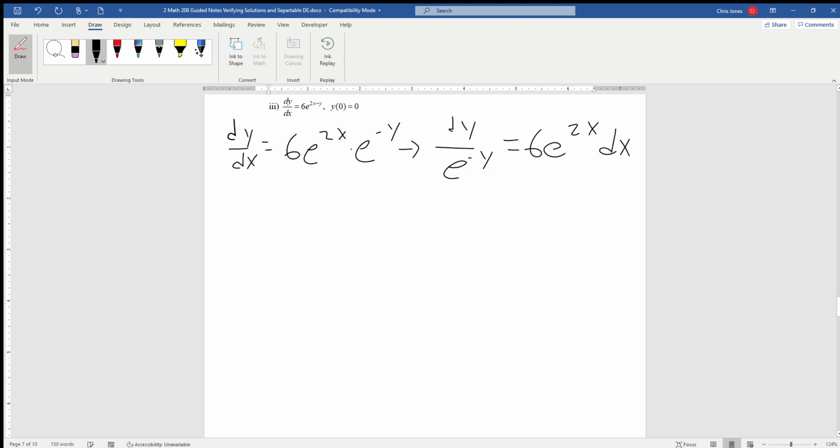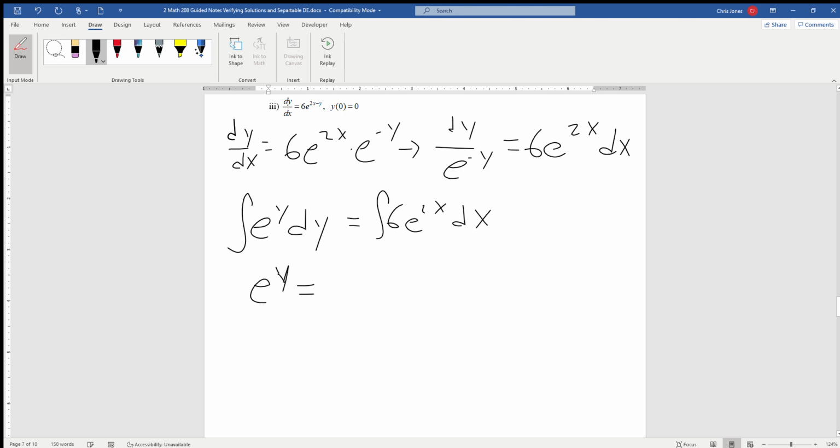And then finally, we can use that trick with the negative exponent, and move that e to the minus y up to the numerator. So ultimately, the separable equation becomes e to the y dy, which we love, equals 6e to the 2x dx, which isn't too awful. We're going to integrate both sides. Fortunately, the antiderivative of e to the y is as easy as it gets, e to the y.